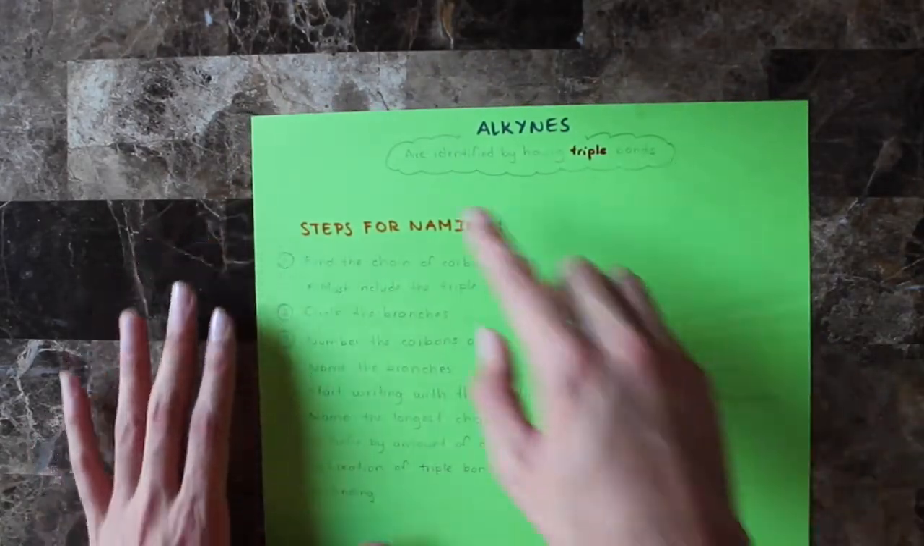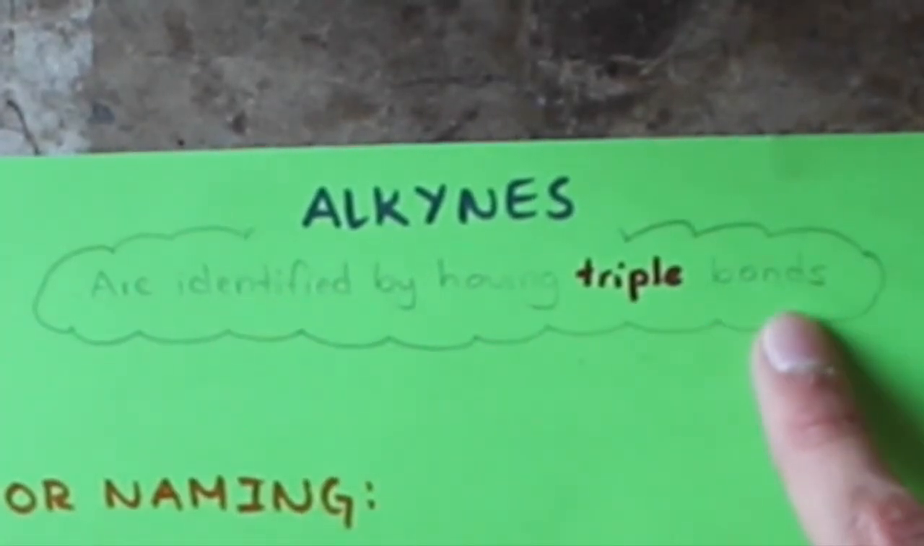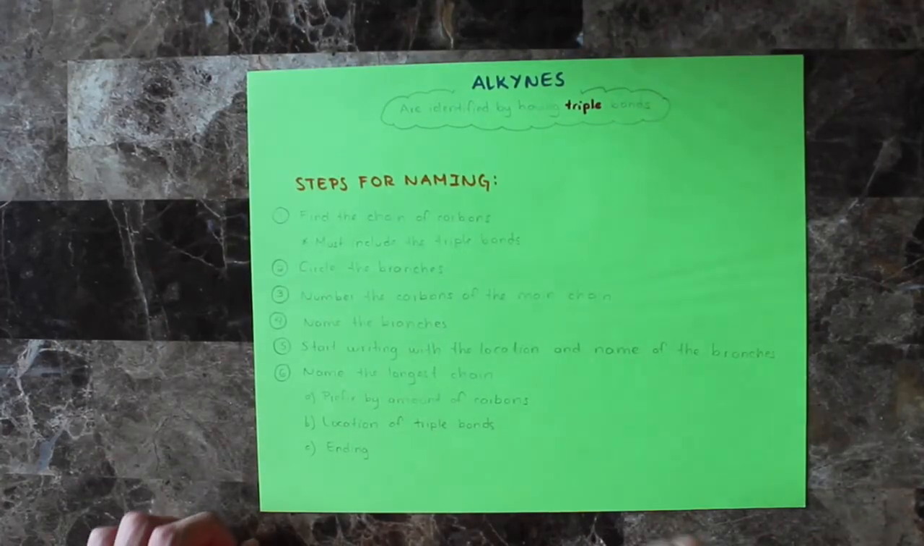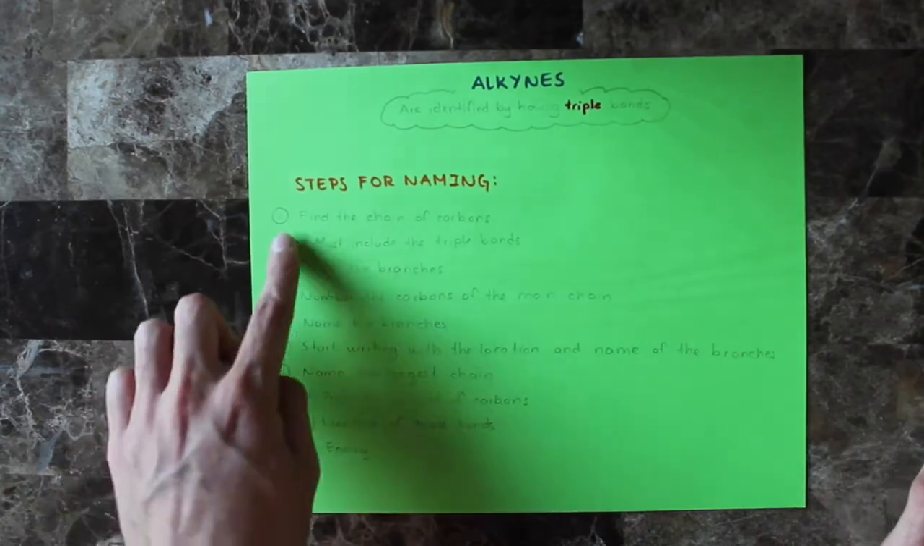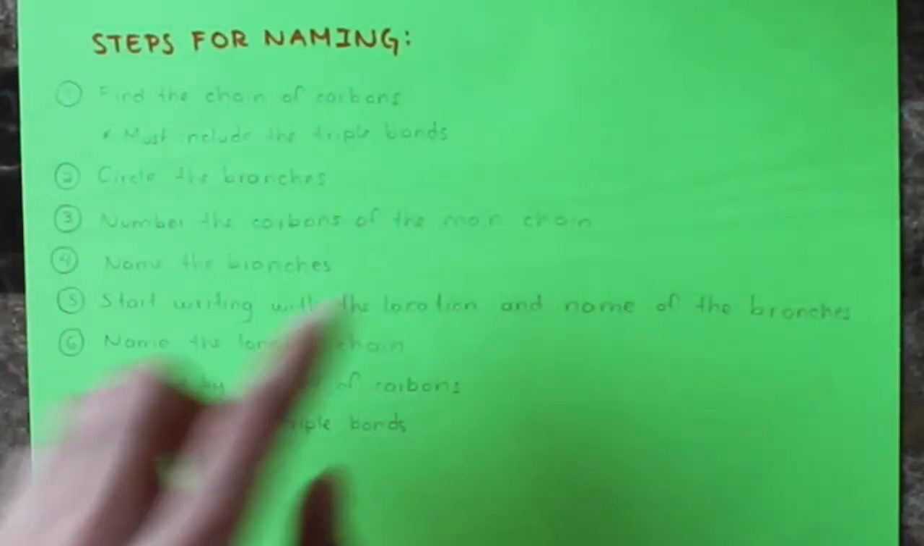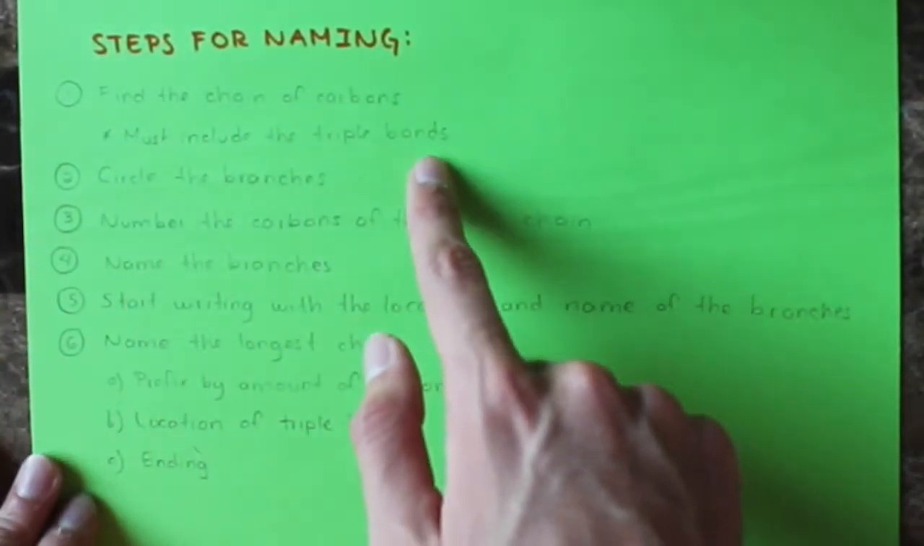Remember that alkynes are identified by having triple bonds. The steps for naming are just as the alkenes. Number 1. Find the chain of carbons. It must include the triple bonds.